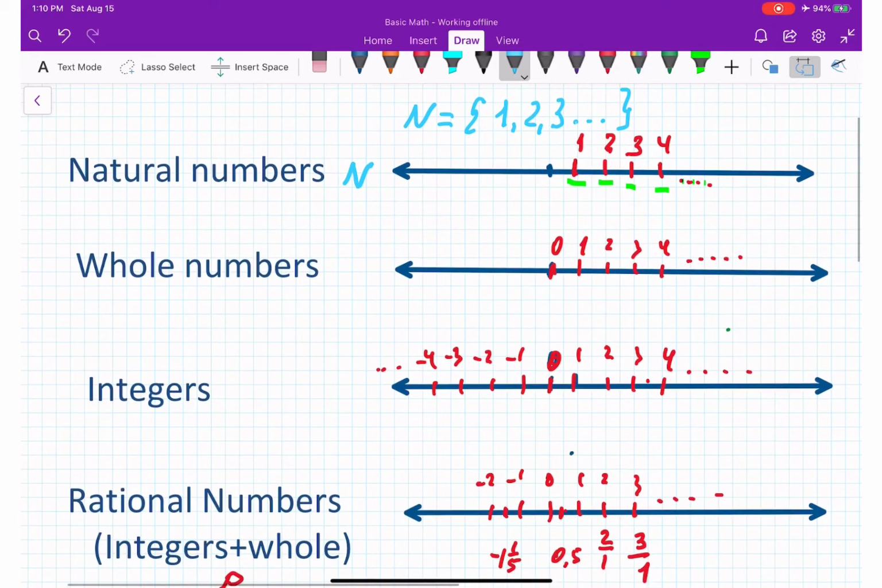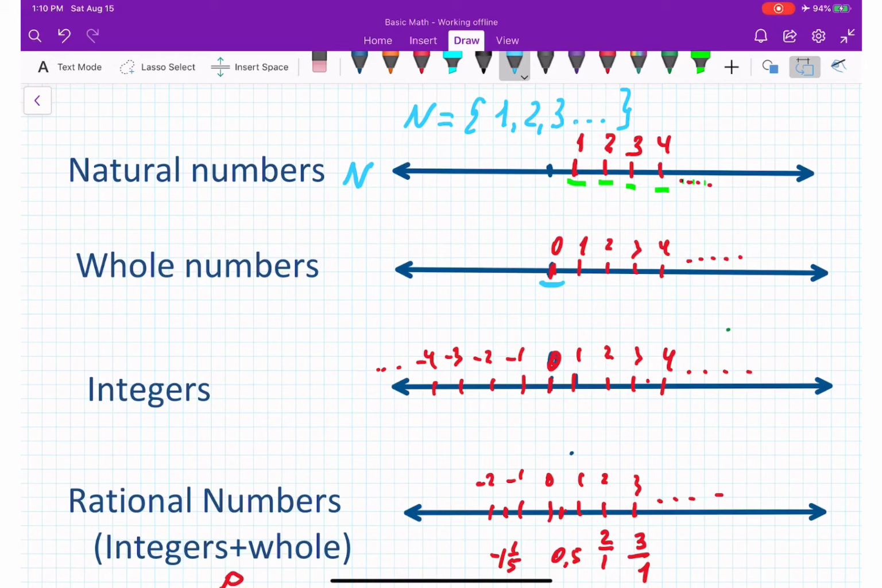Okay. Whole numbers, it's a different story. Whole numbers include the 0. Look here. Whole numbers include 0. All right.